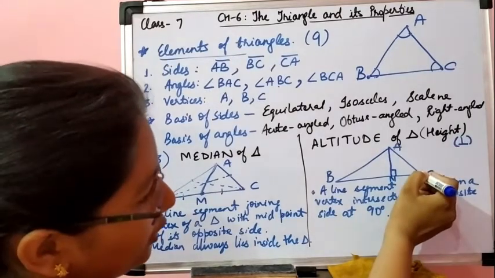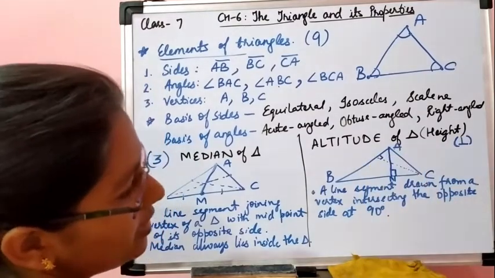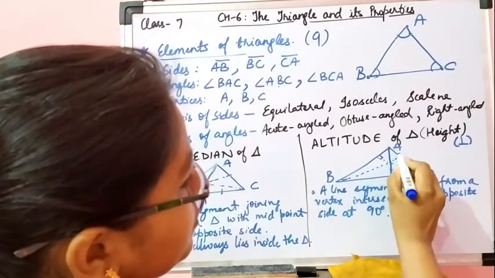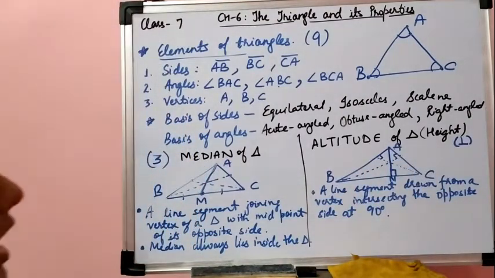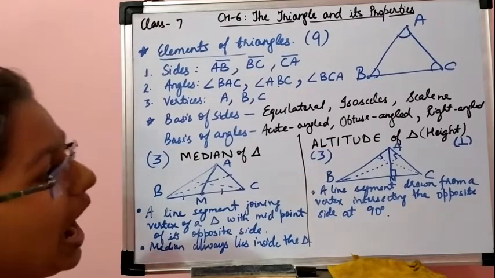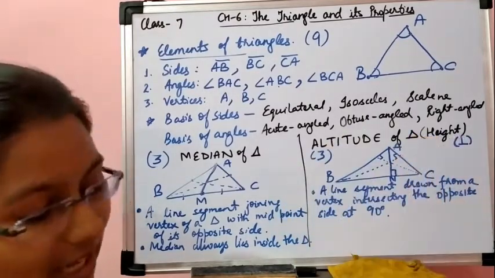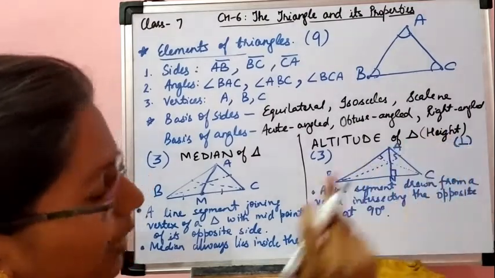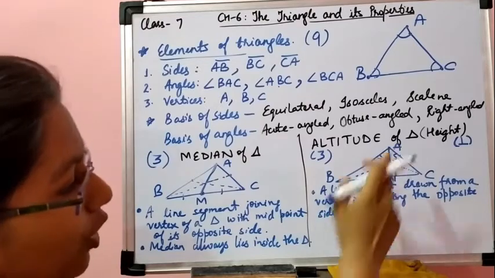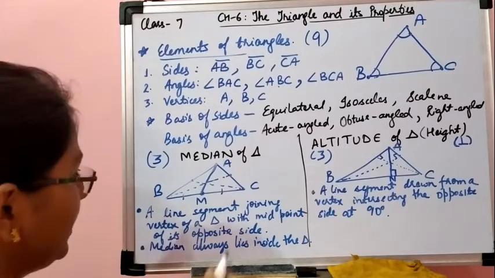Similarly, we can make altitude from C also. Okay, CN is also altitude. We can make altitude from B also. So a triangle has how many altitudes? 3 altitudes. A triangle has 3 medians also, and a triangle has 3 altitudes also. Altitude is also known as height of triangle, and height is always the perpendicular distance. So what is altitude? A line segment drawn from a vertex intersecting the opposite side at 90 degree.